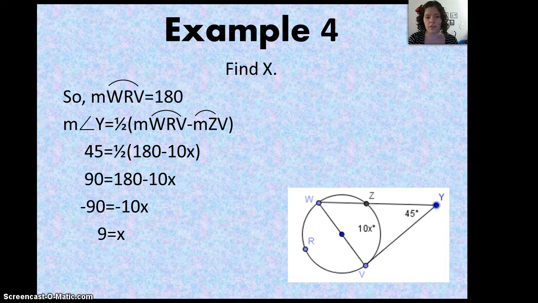Now we solve for x. 90 equals 180 minus 10x. Negative 90 equals negative 10x. And 9 equals x.